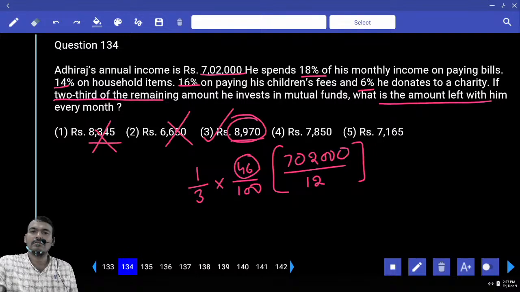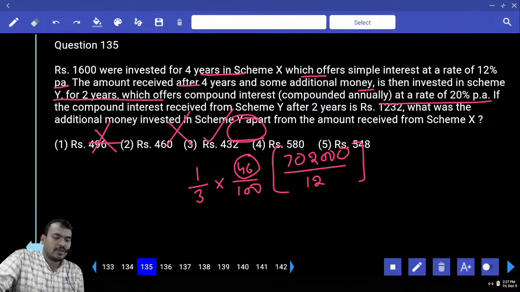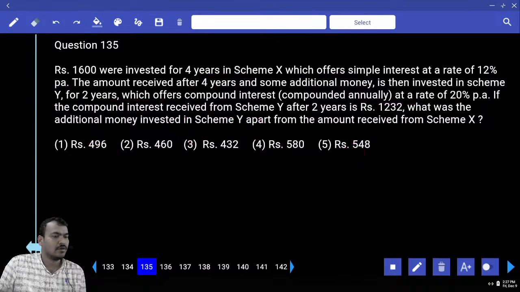Prime number or not? Next, question number 135. 1,600 were invested for how many years? 4 years. In scheme X, which offers simple interest at the rate of which one? 12% per annum. The amount received after 4 years and some additional money is then invested in scheme Y for how many years? 2 years.